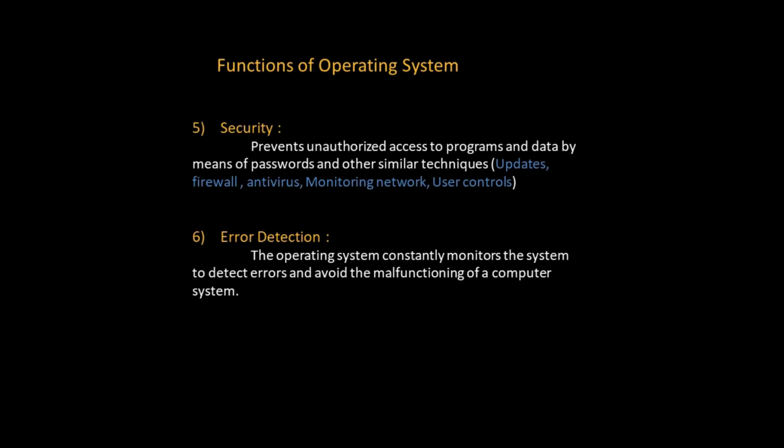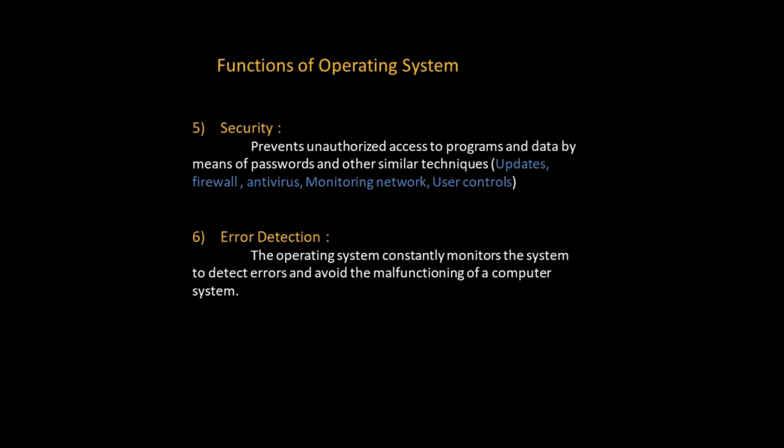The fifth function of an operating system is security. The operating system helps in preventing unauthorized access to programs and data by means of passwords and other similar techniques. So the operating system updates firewall, antivirus, monitoring network, and user controls. These security measures taken by the operating system help in securing the user data so they can be safe and not accessed by the wrong persons.